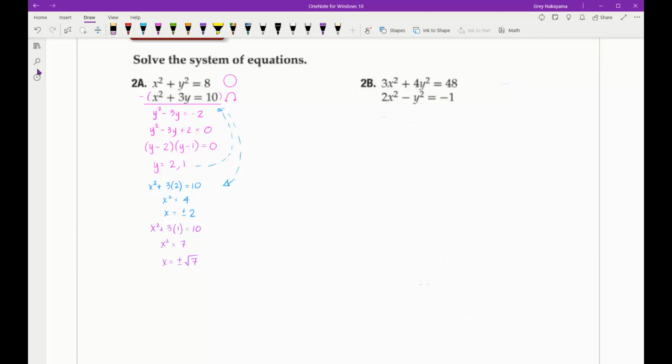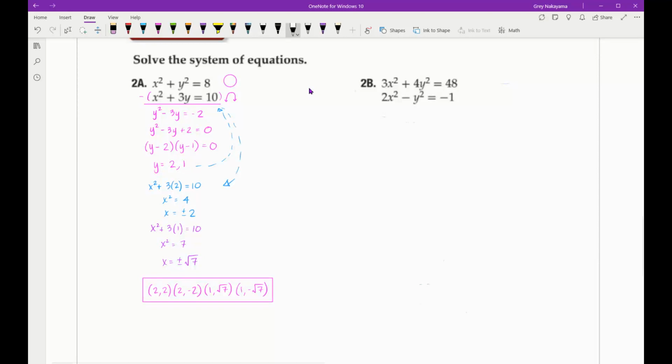So when I plugged in 2, I got plus or minus 2. So that means I'm going to have the point (2, 2), and then (2, -2). When I plugged in 1, I got plus or minus the square root of 7. So I'm going to have (1, positive square root of 7), and then (1, negative square root of 7). And those are all my answers. Okay? So clearly that parabola is up there somewhere and intersecting that circle in 4 spots, as you can see.